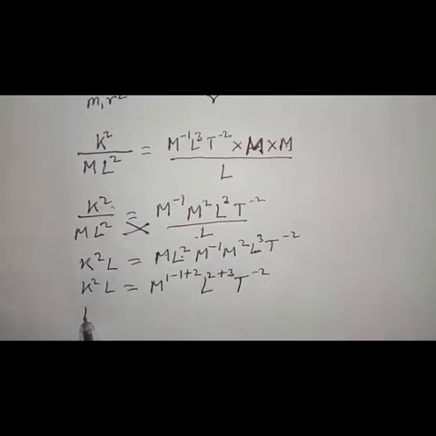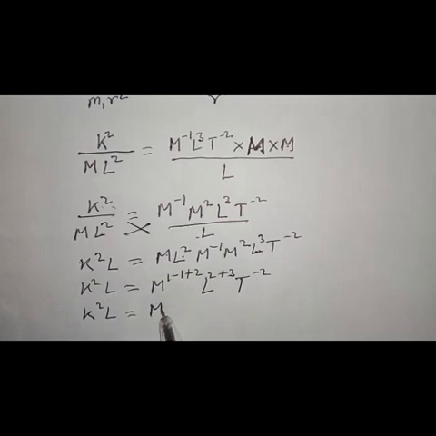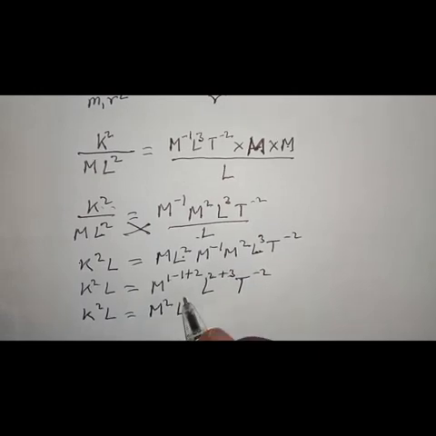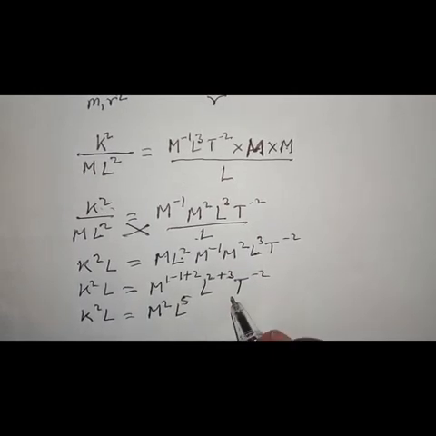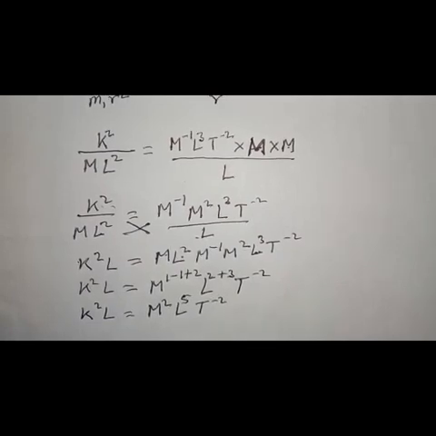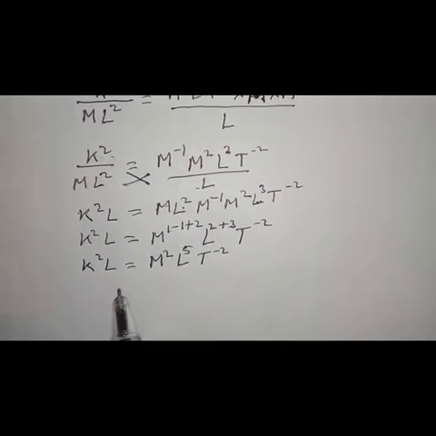So if we simplify further, k squared l is equal to 1 minus 1 is 0 plus 2 is 2. So we have m raised to power 2 here. 2 plus 3 will give us 5. So you have l raised to power 5 here. And then t raised to power minus 2. So from here, to make k the subject of formula, we have to divide both sides by l.